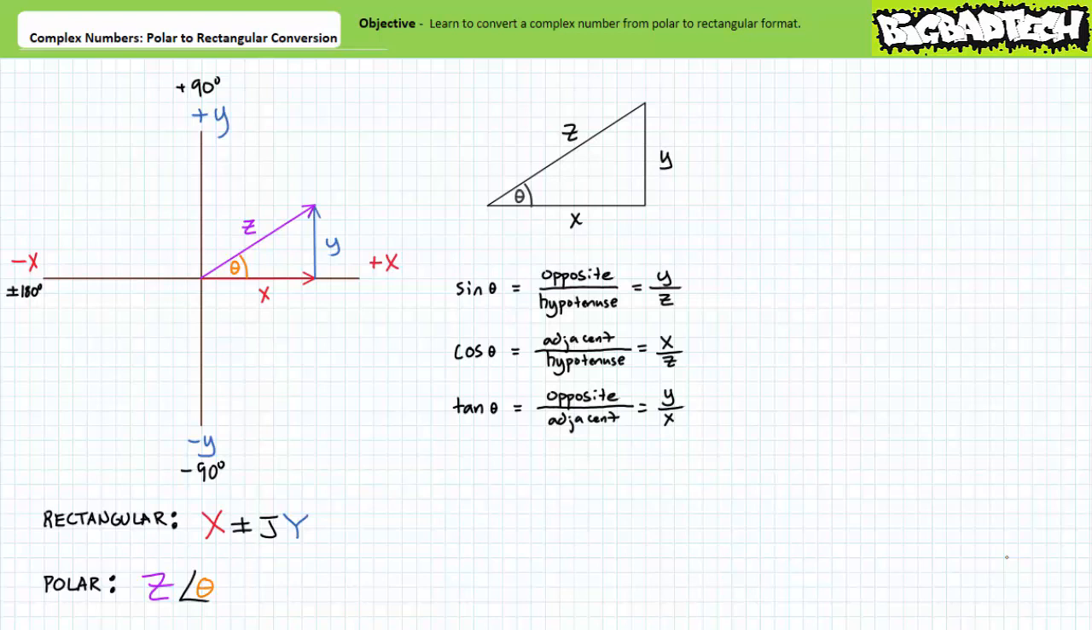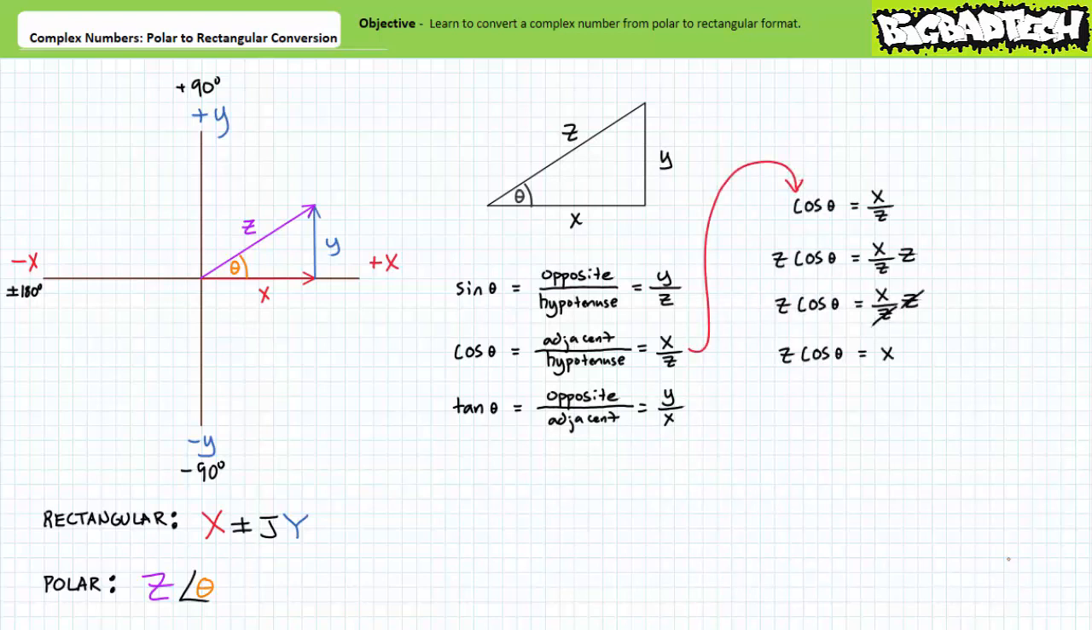Let's examine the means of determining the horizontal real x component first. Given the adjacent leg of a right triangle is the product of the hypotenuse times the cosine of the angle formed by the hypotenuse and adjacent side, it can be said the horizontal real x component is the magnitude times the cosine of the angle. X equals z cosine theta.